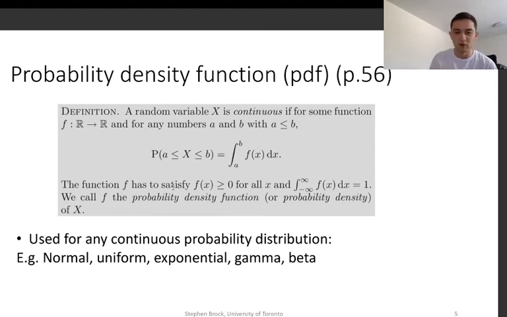So we call f the probability density function, or probability density of x. And of course, since this is used for continuous random variables, we use this for distributions such as the normal distribution, the uniform, the exponential, the gamma, and the beta distribution.